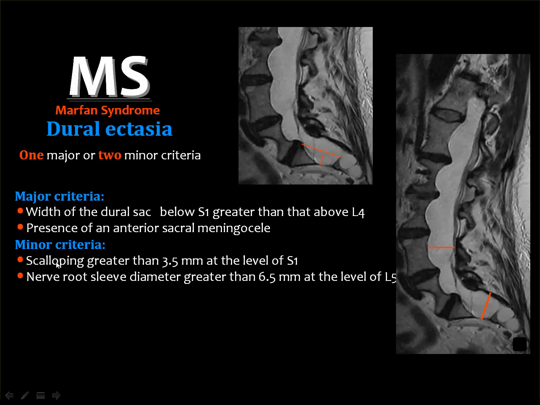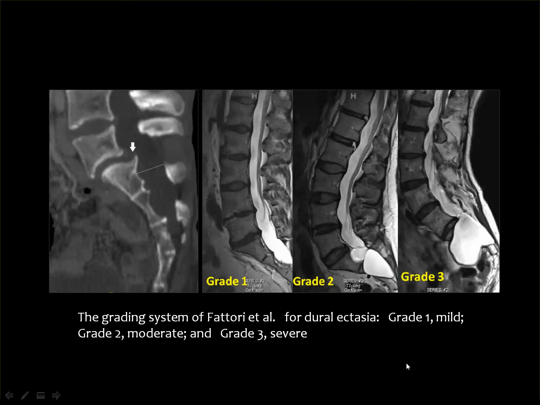A minor criterion is scalloping greater than 3.5 millimeter at S1. In order to measure the depth of the scalloping, you put a horizontal line between the edges of the vertebra and a perpendicular line to the bottom of the scalloping. Then you measure this distance. Nerve root sleeve diameter greater than 6.5 millimeter is also considered a minor criterion. Then these are the grading of dural ectasia: grade 1 with minor scalloping, grade 2 with more advanced scalloping, and grade 3 with the development of anterior sacral meningocele.